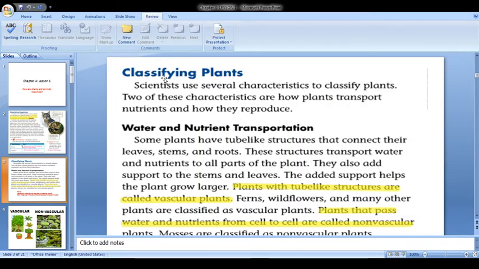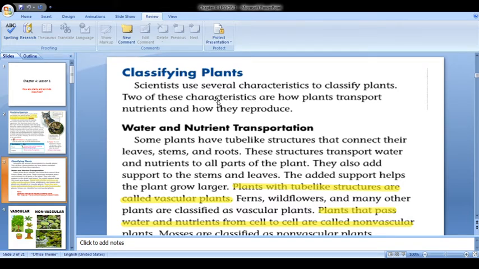Now we're going to be classifying plants. What are the different types of plants and how have the scientists grouped them? Scientists use several characteristics to classify plants. Two of these characteristics are how plants transport nutrients and how they reproduce. So how do the scientists group the plants?